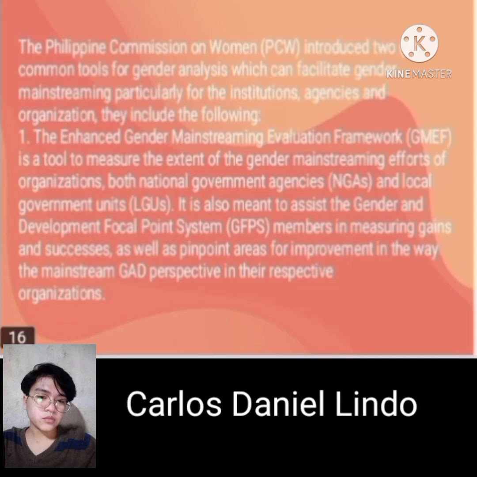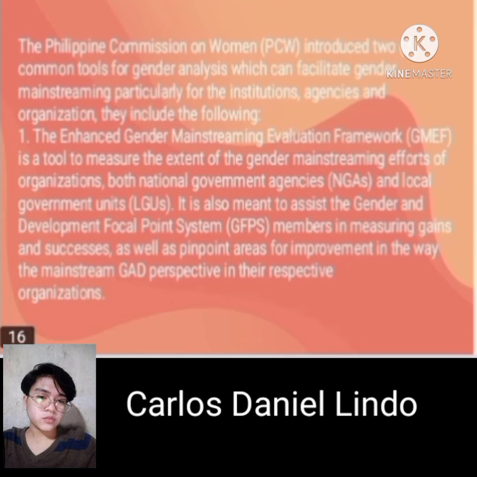So, in Enhanced Gender Mainstreaming Evaluation Framework, ito yung mga nag-a-assist sa gender mainstreaming activities sa isang organization or sa isang agencies or institution. So, ina-assist nila yung mga members ng development focal point system. Ito yung mga staff na responsible sa mga gender mainstreaming sa isang organization. So, sila yung nag-a-assist doon kung tama ba yung ginagawa nila or may kulang ba or ganun.